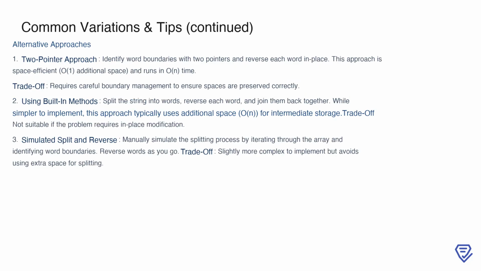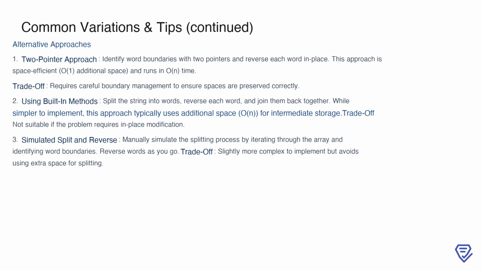Finally, let's explore some alternative approaches to solving this problem. The two-pointer approach is a popular and efficient method. Using two pointers, you can identify word boundaries and reverse each word in place. This approach is highly space-efficient, requiring O(1) additional space, and runs in O(n) time. However, it does require careful management of word boundaries to ensure spaces are preserved correctly.